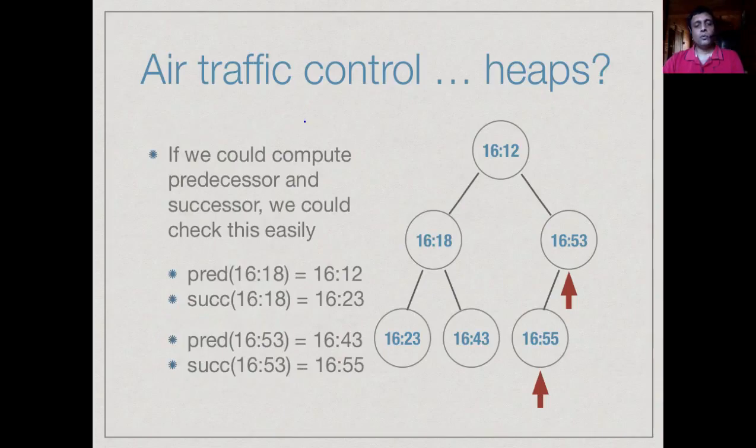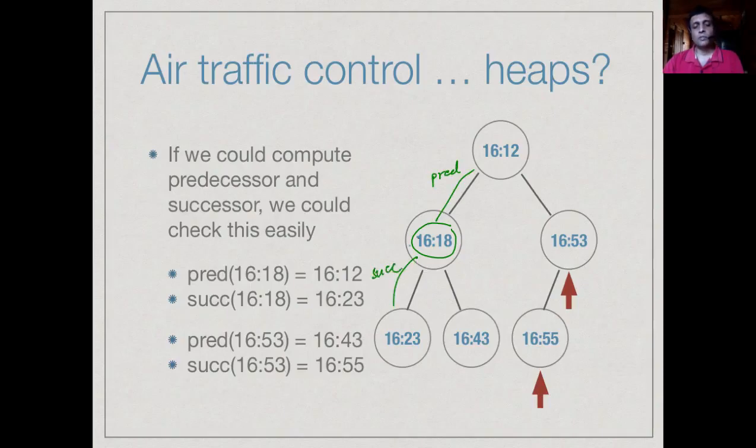So one way to compute this kind of requirement is to be able to check the predecessor and the successor. In other words, given the list of values that we have, for any value, can we quickly compute what is the previous, in terms of the nearest smaller value, and the next successor, the nearest bigger value. Right? So if we look at 16:18, for example, then the next smaller value is here, so this is the predecessor, 16:12, and the next bigger value is here, so this is the successor.